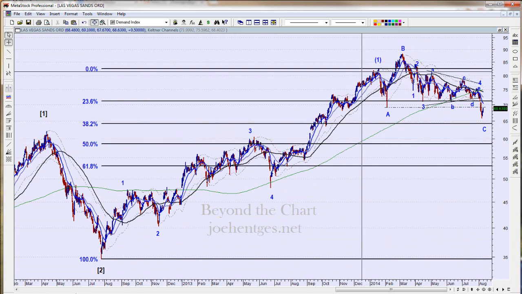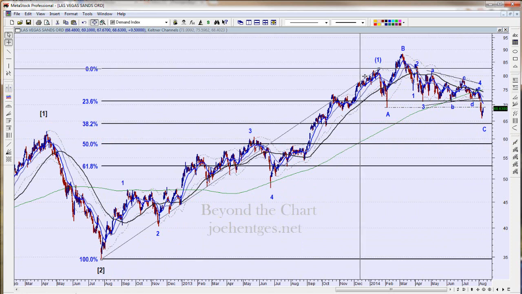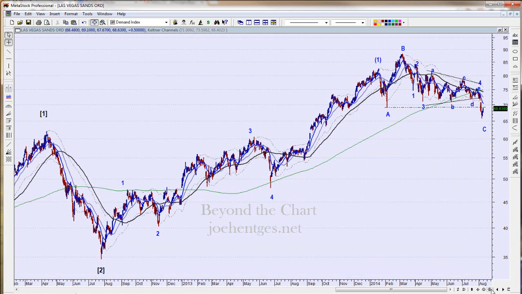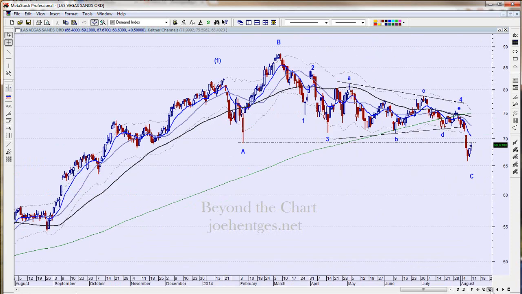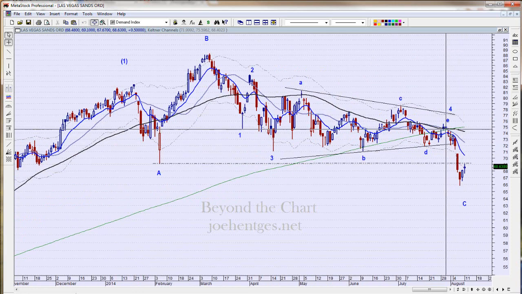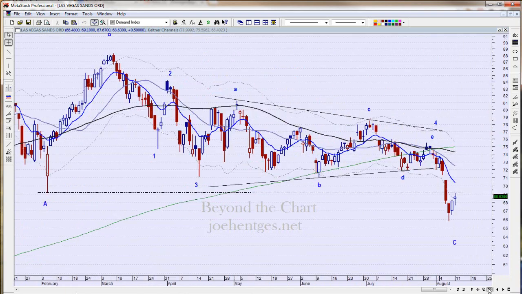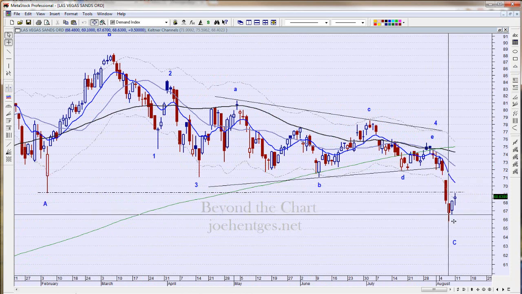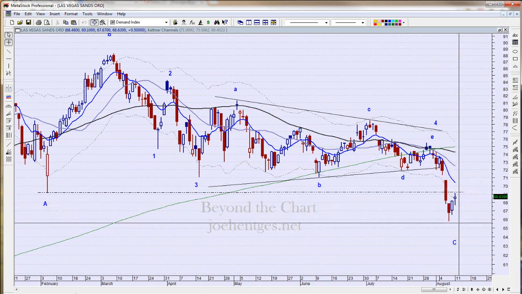So I think it's got some more to go to the downside. It doesn't have to go that far, and to me, we just have to watch the wave count in here. Let me blow it up a little bit more. It almost looks like we've got a 1, pause, 2, 3, pull back 4, and that we'd be down a little bit more.